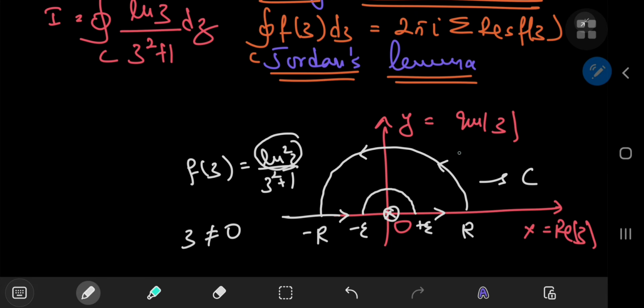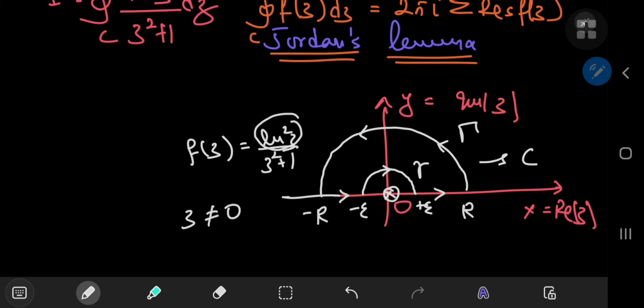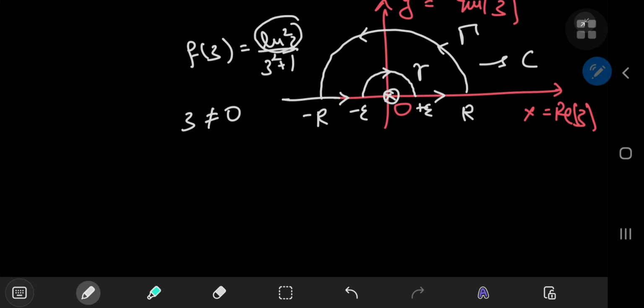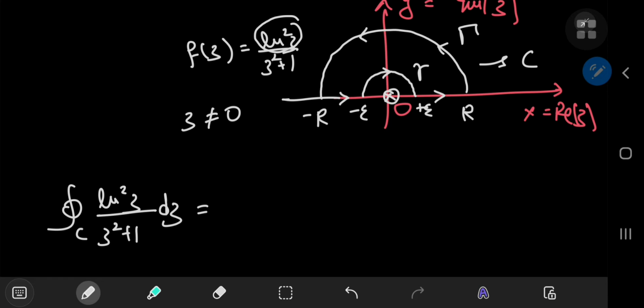I'm going to call this outer curve capital gamma and this inner curve small gamma. Now that we have this awesome looking contour, we can now write the integral over the contour C of the square of the natural log of z divided by z squared plus 1 as the sum of the following integrals. Well, you have the integral of this function over the curve gamma plus the integral of the function over the curve small gamma plus two integrals on the real axis.